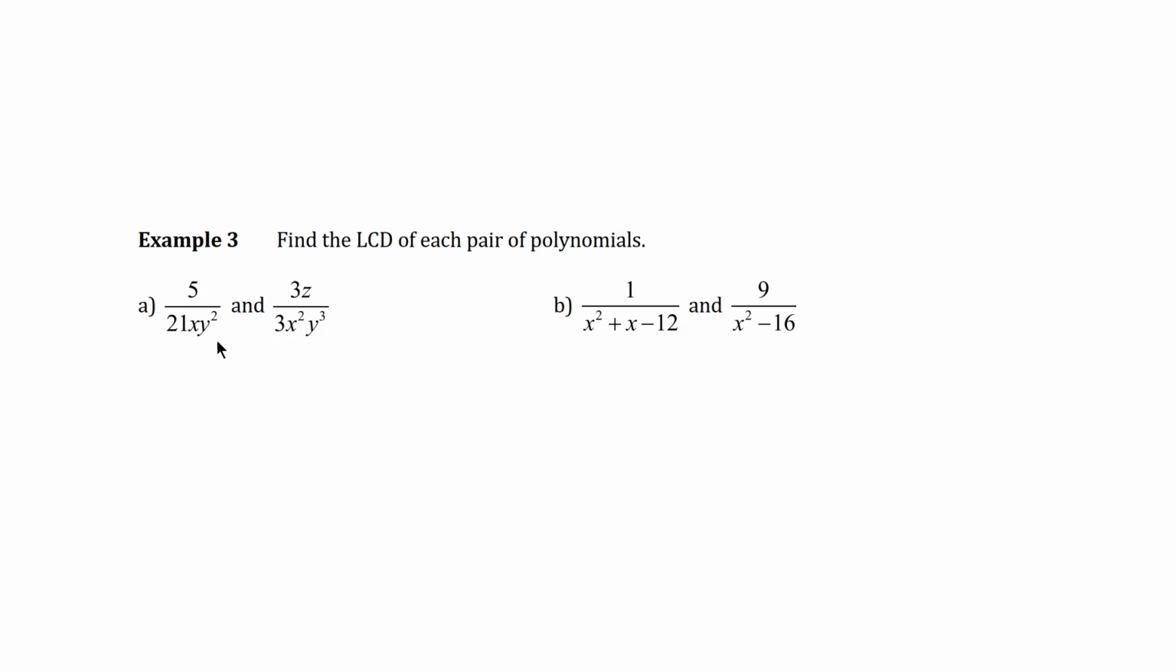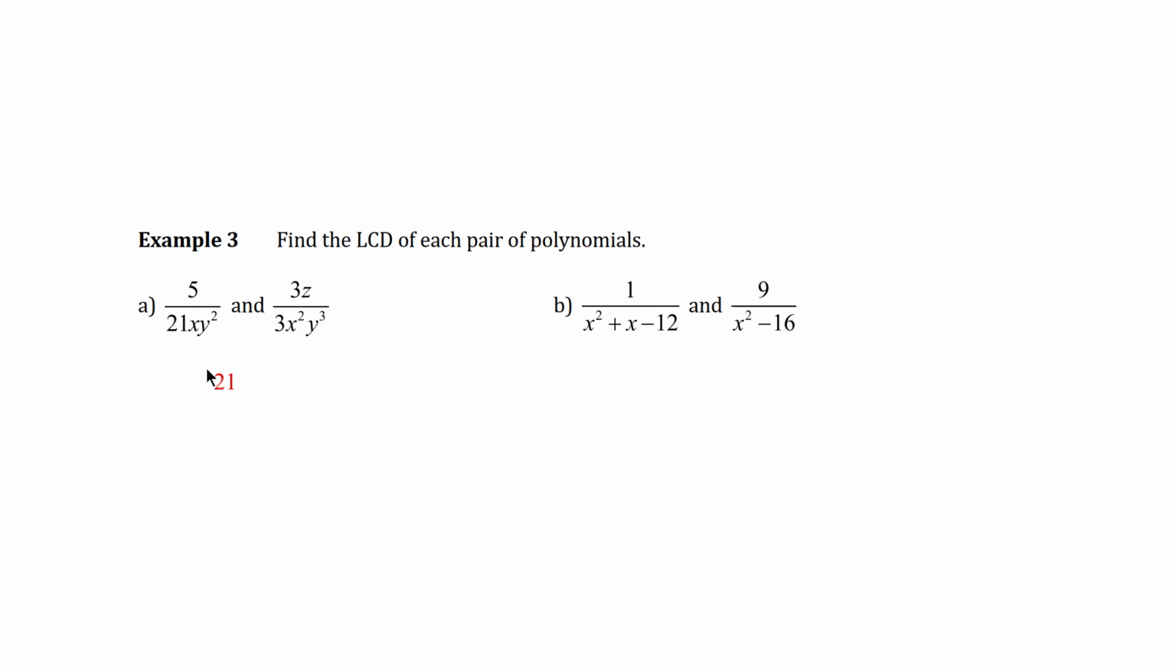We take the larger coefficient 21 and see if 21 is divisible by 3. Because 3 divides evenly into 21, 21 will be part of our LCD. However, if 3 did not divide evenly into 21, then you take the next multiple of 21, which is 42, and see if 3 divides evenly into 42. And if it didn't, then you check the next multiple of 21, and you keep repeating that process until you find a multiple of 21 that is divisible by 3. Again, 21 is divisible by 3, so we use 21 as part of our LCD.